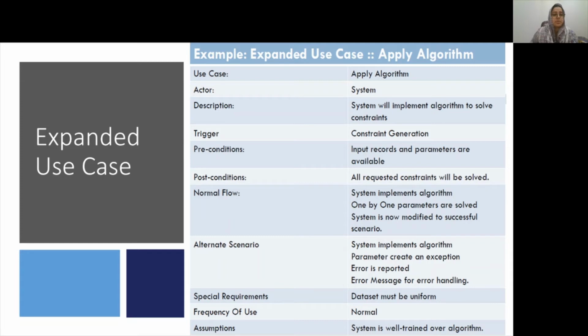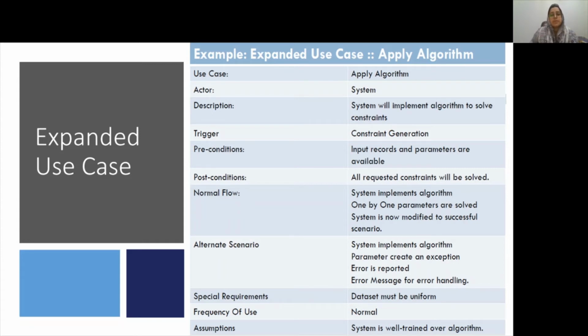For example, in this particular scenario, the actor is the system. The description of the processes comes from the high level use cases. So let's see. The precondition in this particular scenario defines the conditions that must be true before the use case can happen. In this case, for the apply algorithm use case, the precondition is that input records and parameters must be available. The postcondition.